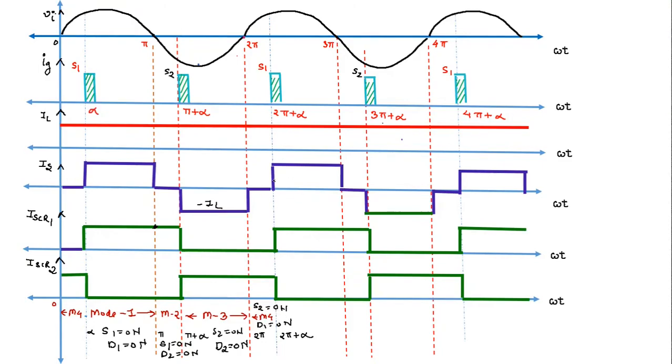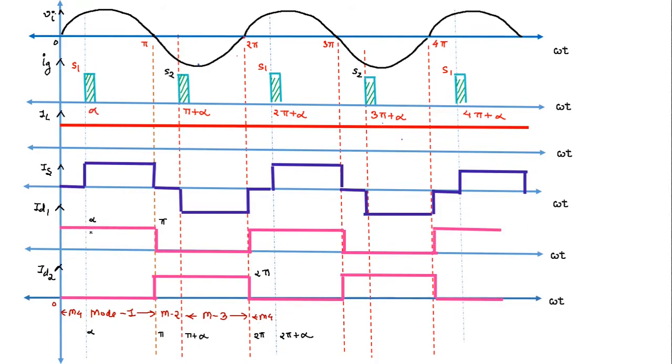The source current will be equal to 0 because the circuit is disconnected in this mode of operation, because it is a freewheeling mode. What is the SCR1 current? SCR1 current will be equal to 0 because it is not conducting. SCR2 current will be equal to load current between this instant because it is already conducting. Now we will see the current through the diode D1. It will be equal to the load current between these two instants because diode D1 is conducting now. Diode D2 is not conducting, therefore the current through it will be equal to 0.